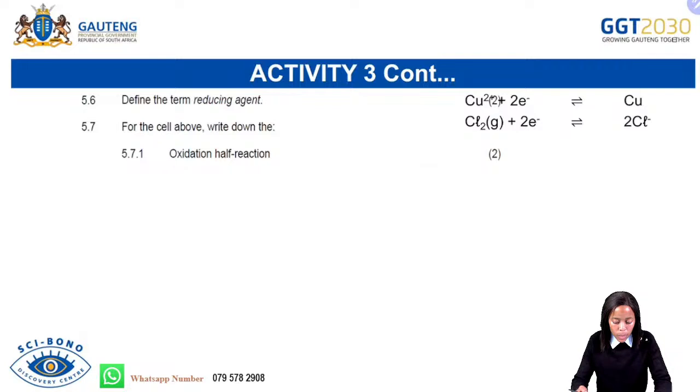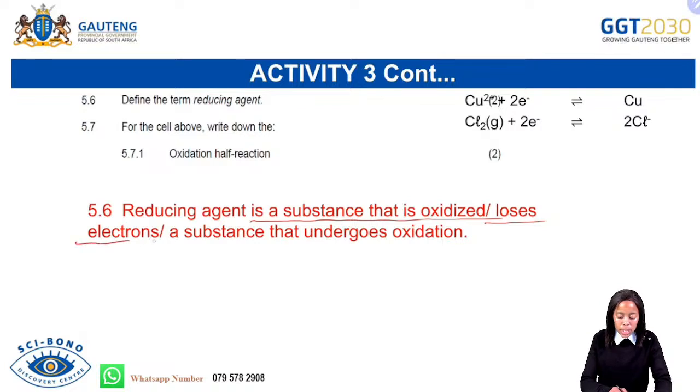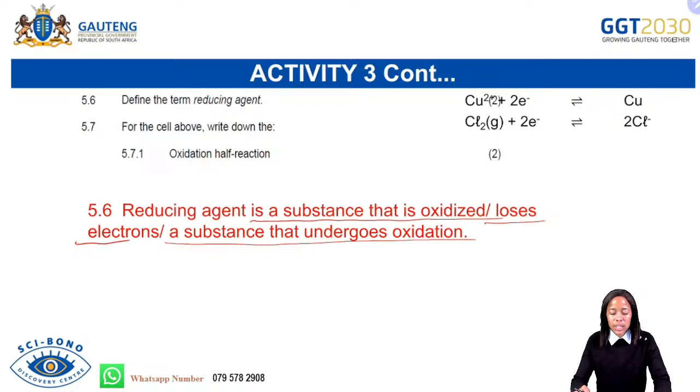Okay. Then the next one says, define the term reducing agent. We had already defined the reducing agent. It says it is a substance, so the key word here will be the word substance, that is oxidized or that loses electrons, or a substance that will undergo oxidation.